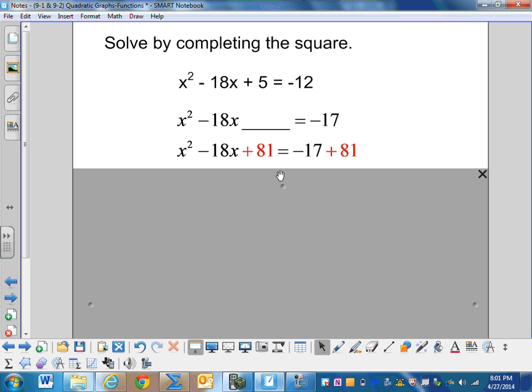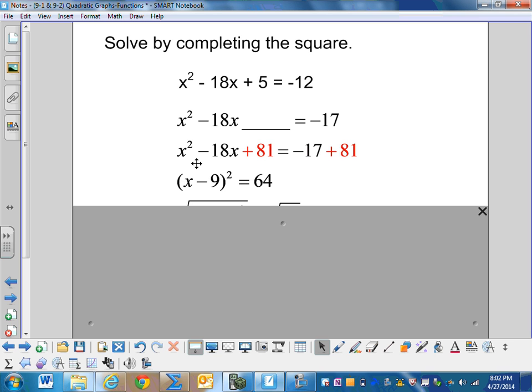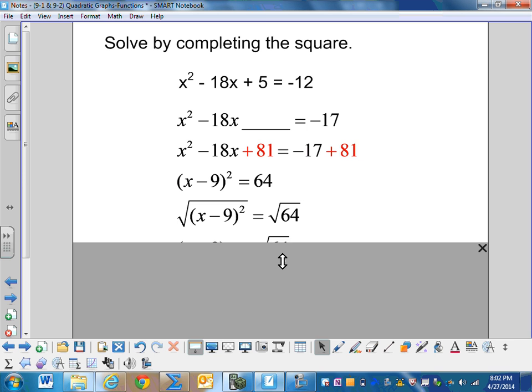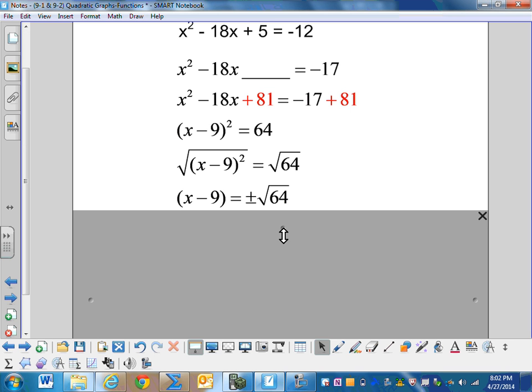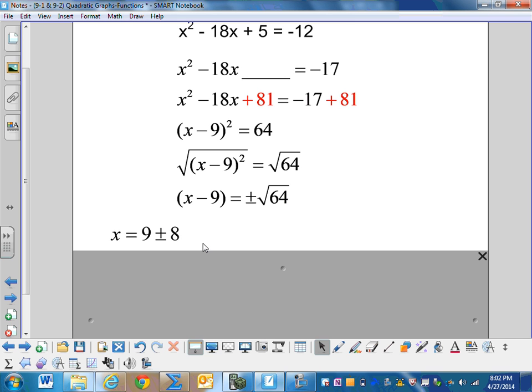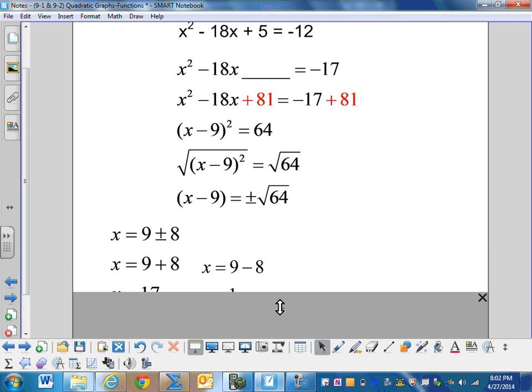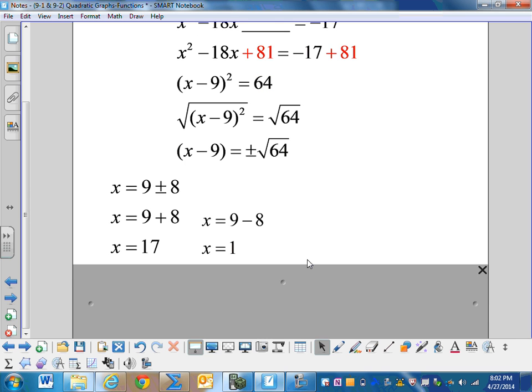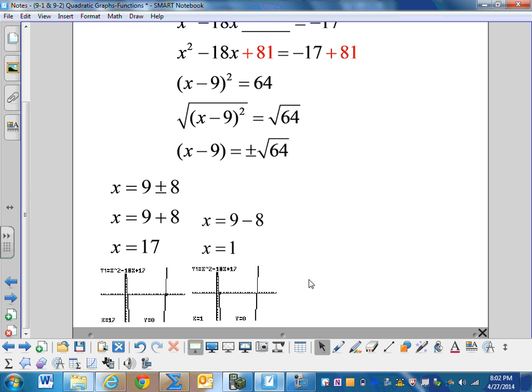We have forced a perfect square so we can factor, so we can solve by completing the square. So we convert x squared minus 18x plus 81 into x minus 9 squared. Combine these like terms and get 64. Now I'm going to take the square root of both sides. x minus 9 is equal to plus or minus the square root of 64. Now I'm going to add 9 to both sides. So x equals 9 plus 8, and x equals 9 minus 8. And my solutions are 17 and 1. And I can verify that on my graph.